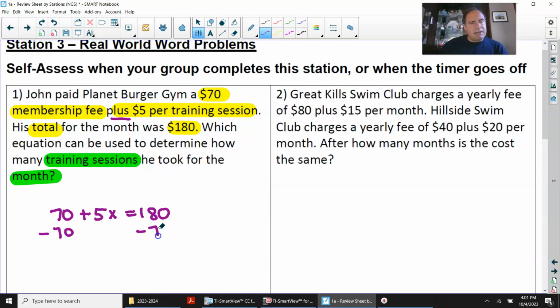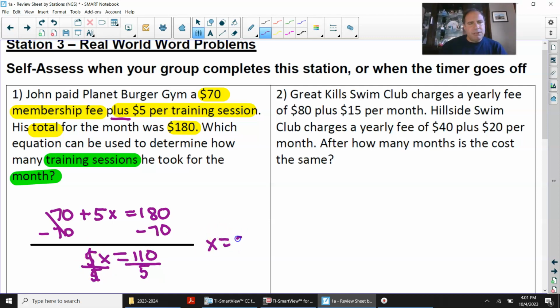If you were asked to solve it, you would subtract 70 on both sides, and then this cancels. You have 5x equals 110. And then you divide by 5, x equals 22 training sessions. And that's it.